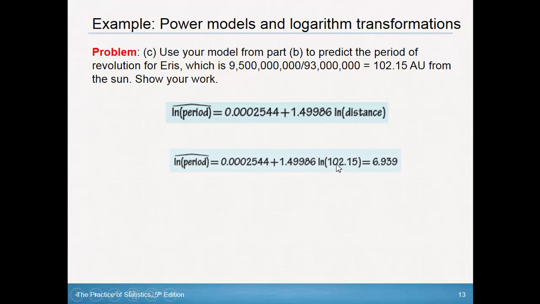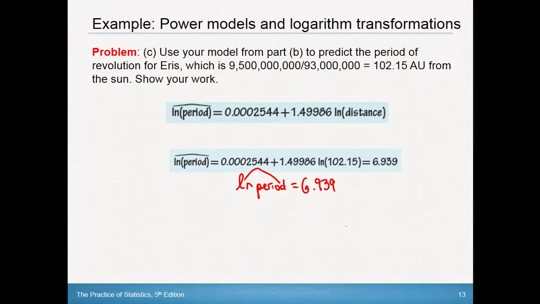So we plug in 102.15, and for the distance, that's how many astronomical units it is from the Sun. And when we calculate this whole right side here, it turns out to be 6.939. So we really have the natural log of the period hat equals 6.939.